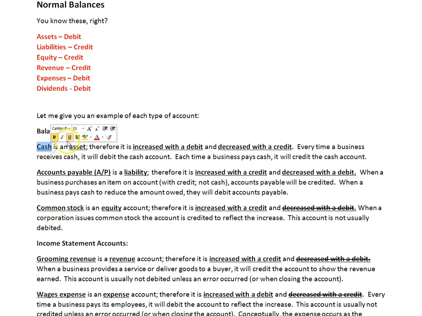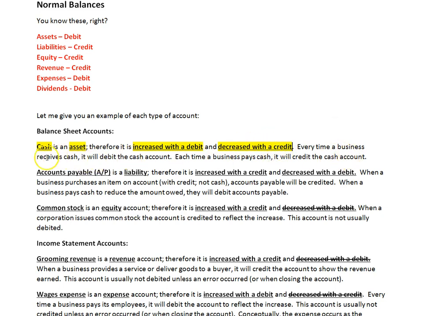So it goes through cash. The cash account is an asset account. Therefore, it's going to follow the rules of assets. It's going to be increased with a debit because that's its normal balance. The normal balance is the side that increases it, so it's increased with a debit. It's decreased with a credit. So the opposite one decreases it.